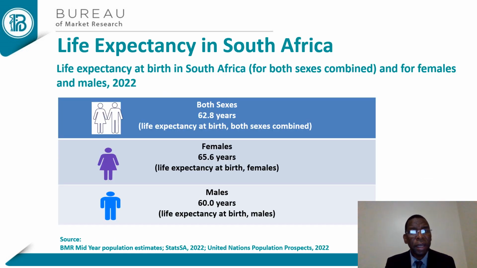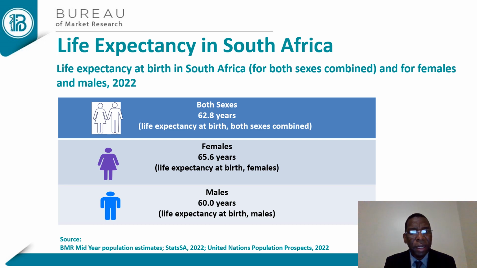We now look at life expectancy data in South Africa, and we see that there is a 6-year difference in life expectancy between females and males, with females expected to live about 66 years as compared to the 60 years associated with the male counterparts. And for both sexes, we see a life expectancy of 63 years.